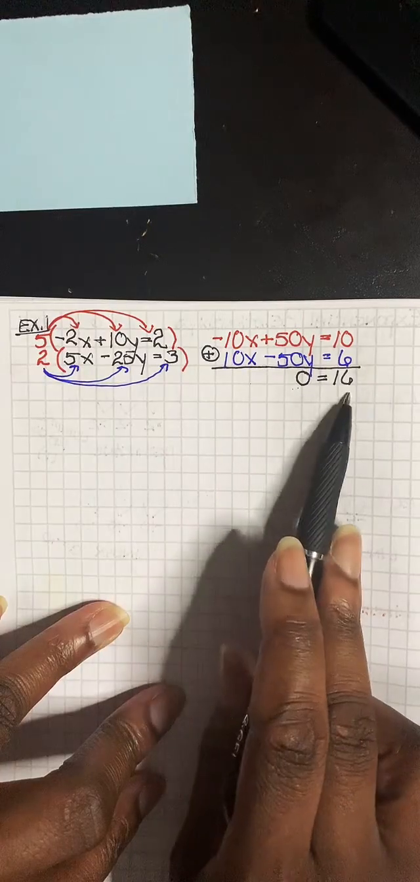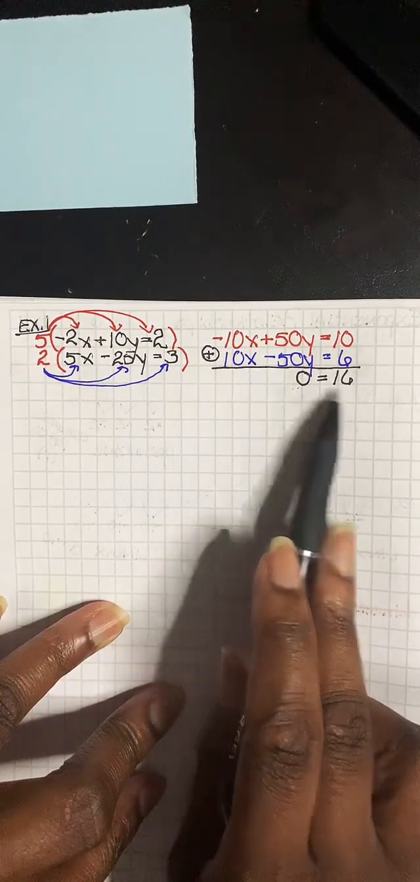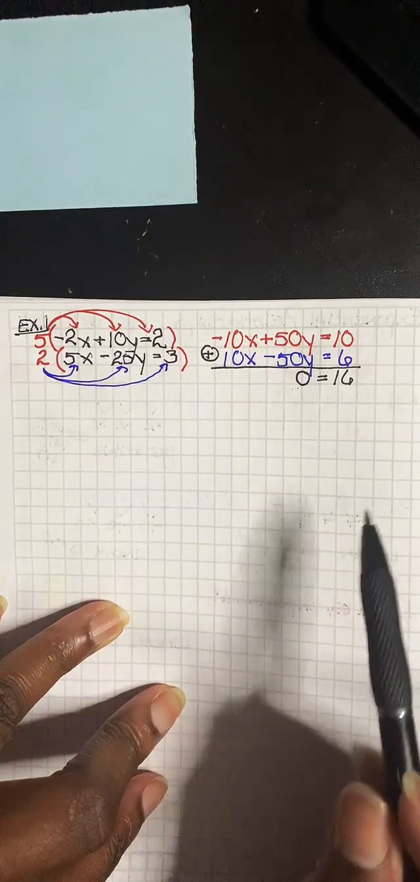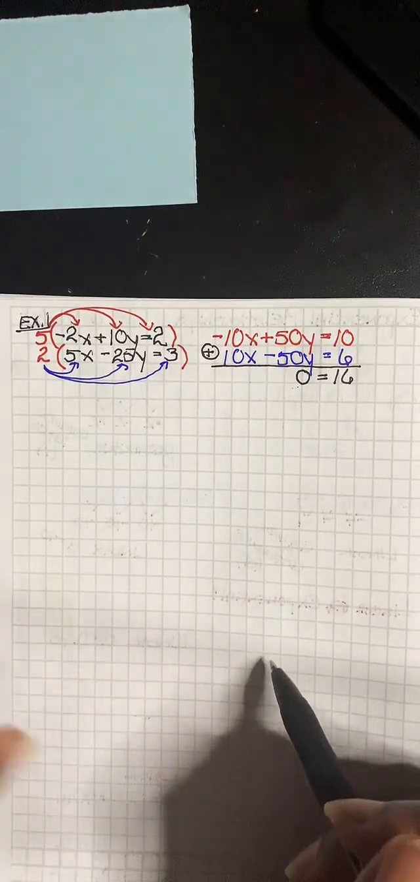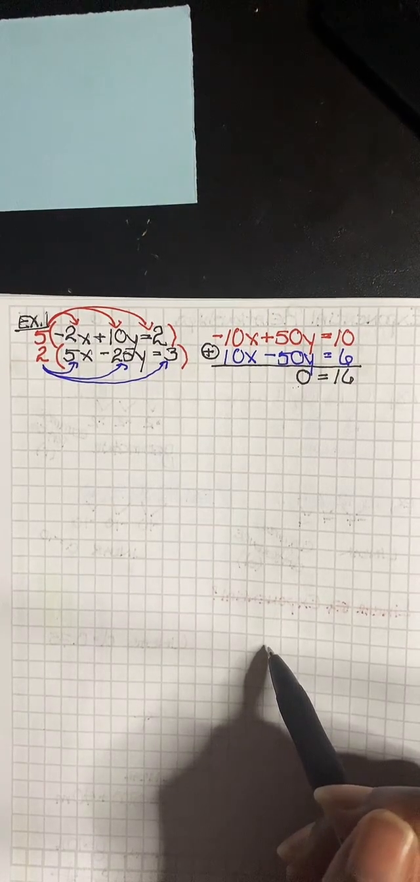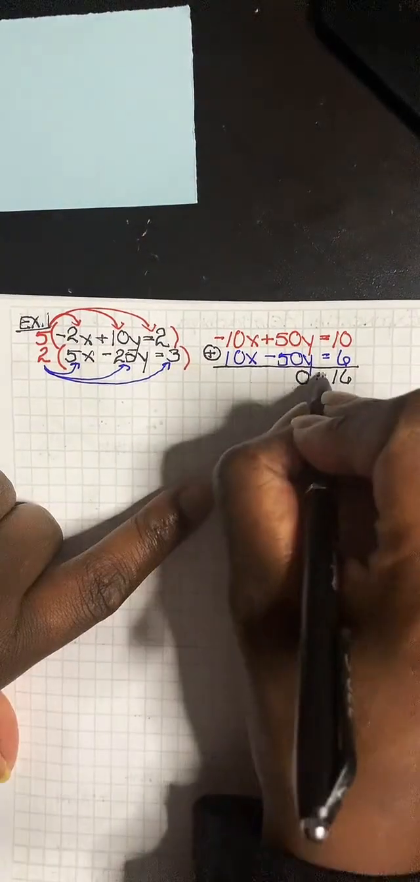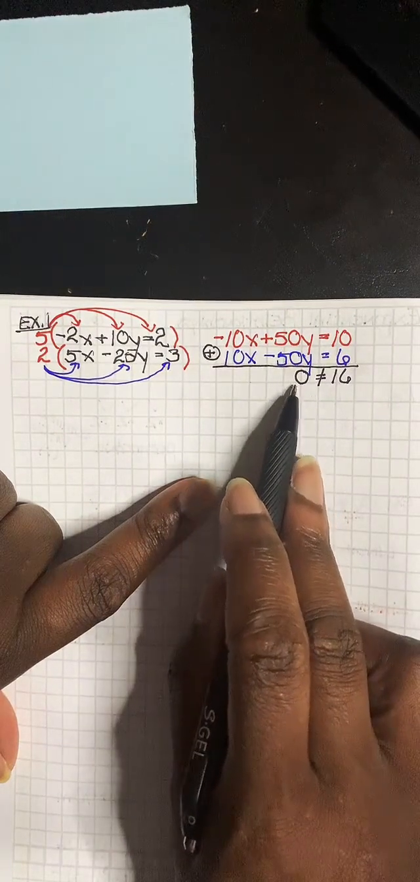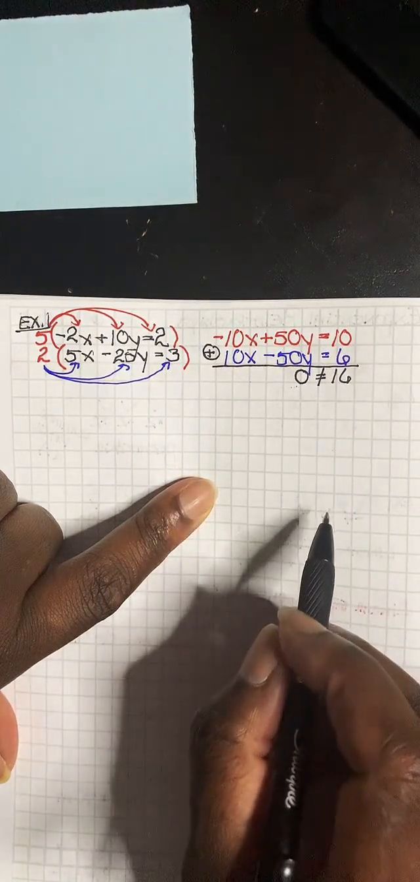So what's happening to these two lines when we don't have a proper solution? It doesn't intersect. Okay? So that means when you have a no solution, I'm going to put a line through that equal sign because 0 doesn't equal 16.